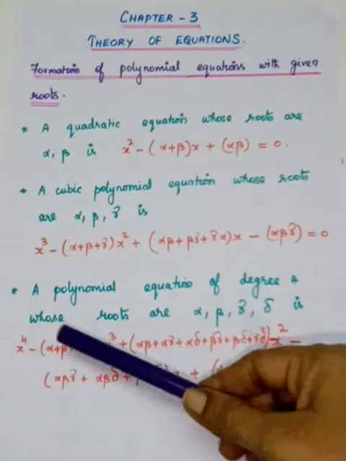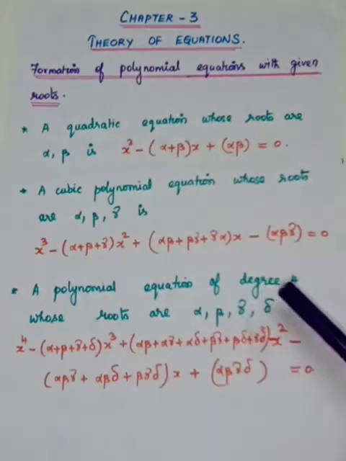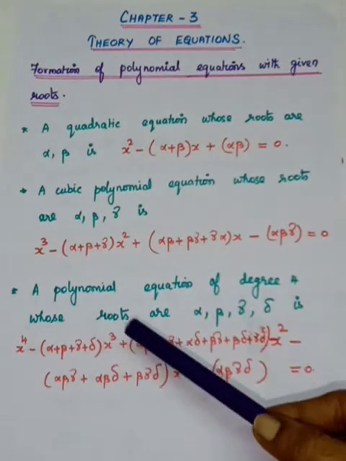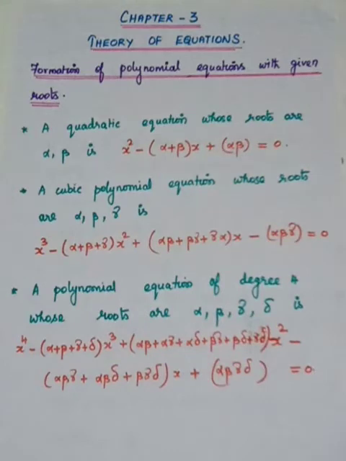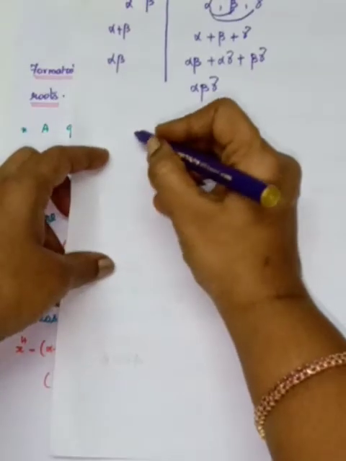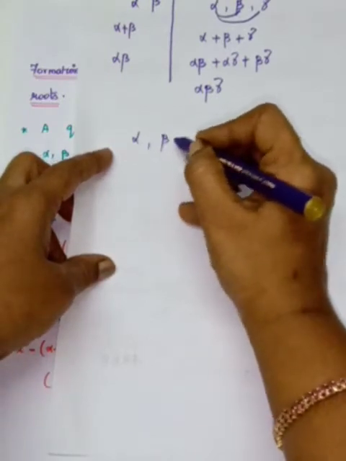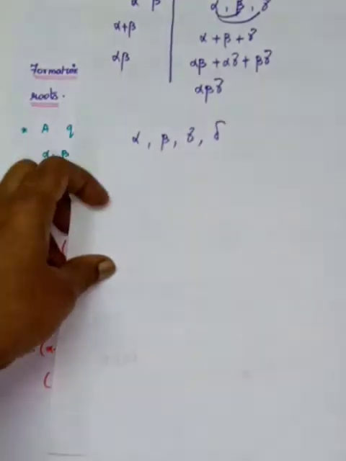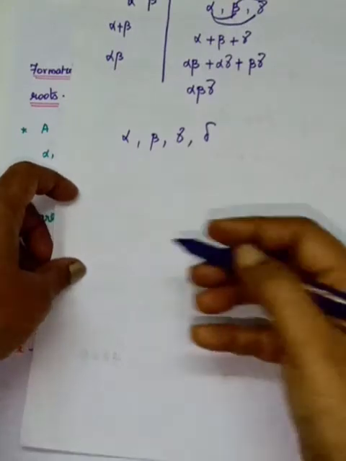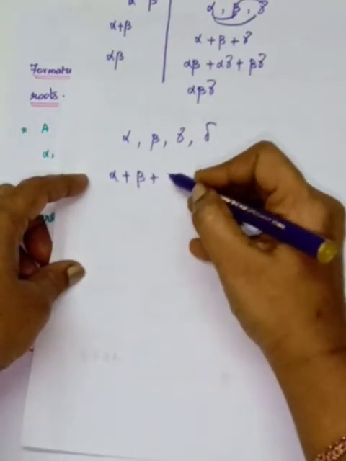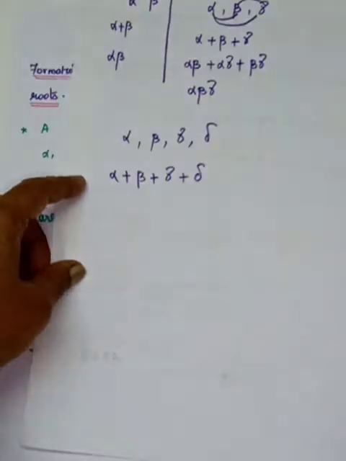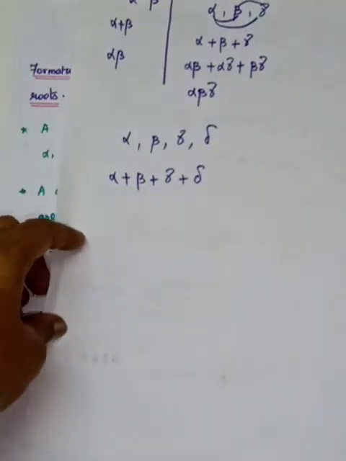You see the next one, a polynomial equation of degree 4 whose roots are alpha, beta, gamma, delta. Now we are going to write the polynomial equation of degree 4, which has how many roots? Alpha, beta, gamma and delta. It has 4 roots, so first you have to add all the roots: alpha plus beta plus gamma plus delta.